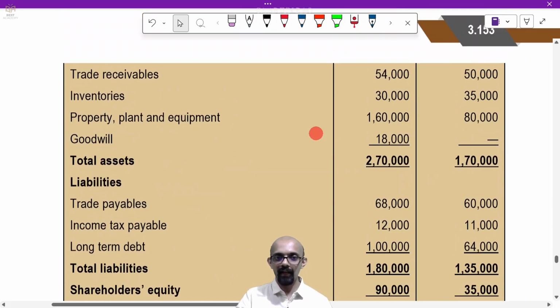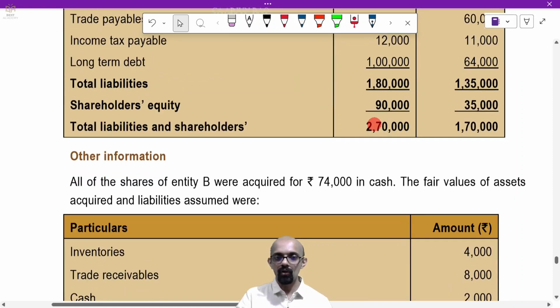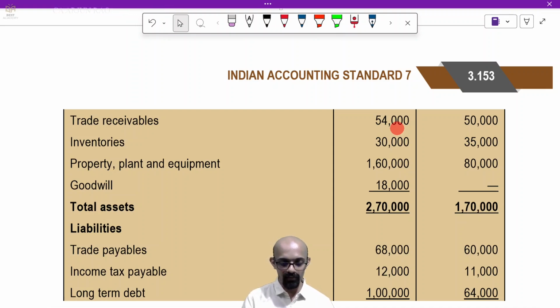If you look at the balances here, from 50 it has become 54. So this trade receivable plus 8 is also there in this 54. So 50 plus 8 minus 4 is this 54. So trade receivables have actually reduced by 4,000, and that reduction in trade receivables will be shown as a positive value in working capital changes.